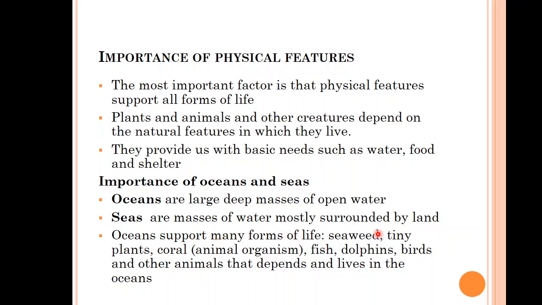For example, the seaweeds, the tiny plants, or the coral, which are animal organisms in the water, in the ocean, fish, dolphins, birds, and other animals that depend on and live in the oceans. So the fish depend on the tiny plants, dolphins and birds depend on the fish. So the organisms depend on each other, and we depend on the fish also.